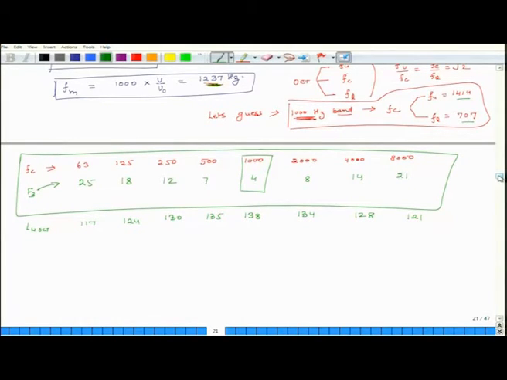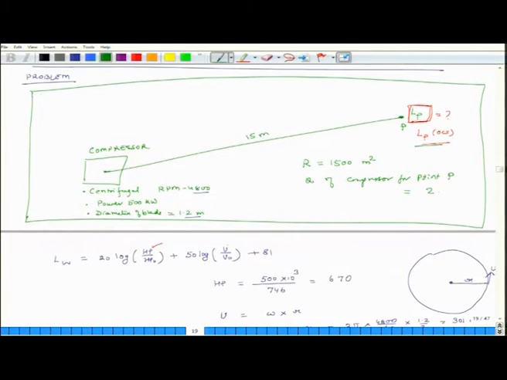Everyone understands how we computed LW oct? This was LW minus F3. This is how we calculated LW oct. And F3 is this table, LW was 142 decibels. So, I have subtracted. But what is the question?